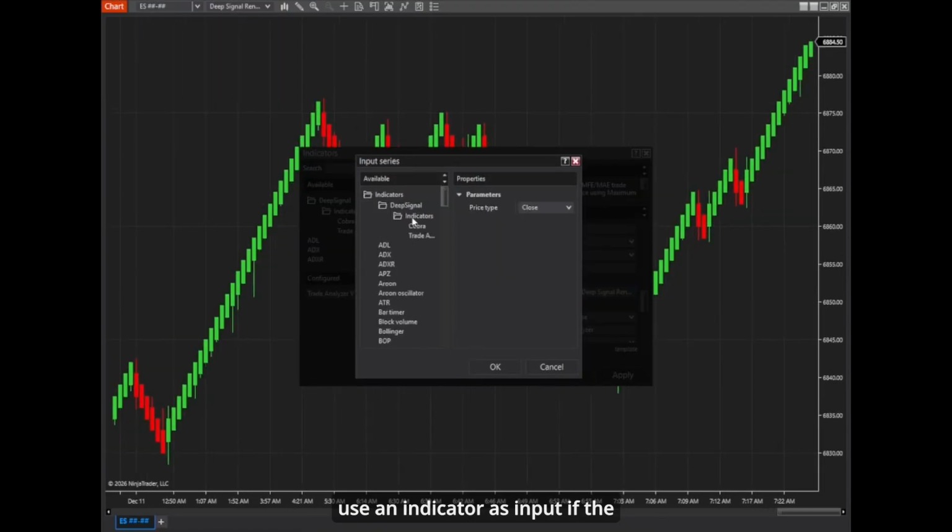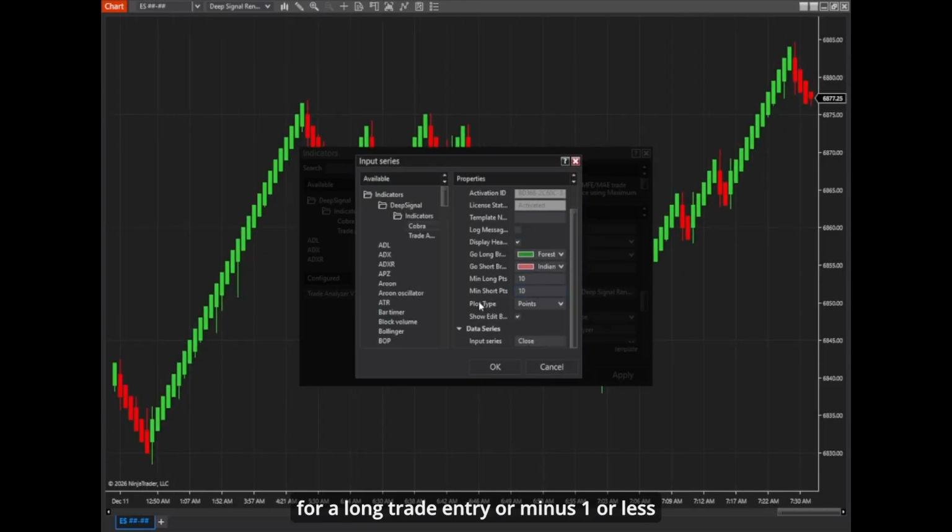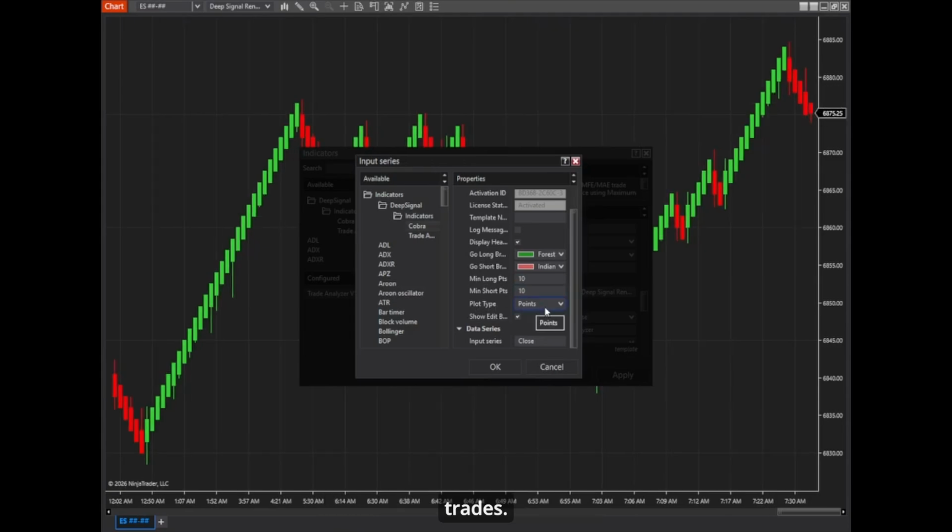Trade Analyzer can use an indicator as input if the indicator provides a +1 or greater for a long trade entry, or -1 or less for a short trade entry. Trade Analyzer uses the trade entries to compute statistics that can optimize your trades.